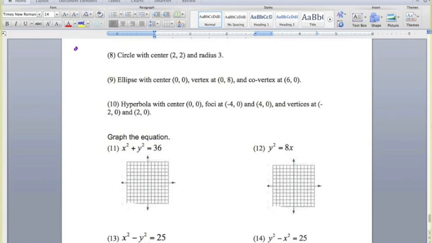Okay, next we have a circle with a center at 2, 2 and a radius of 3. So our circle equation, again, is x minus h squared plus y minus k squared equals r squared. Our center gives our h and k, so this time they are 2. Our radius is our r value, so that's 3. So then we get x minus 2 squared plus y minus 2 squared equals 9.